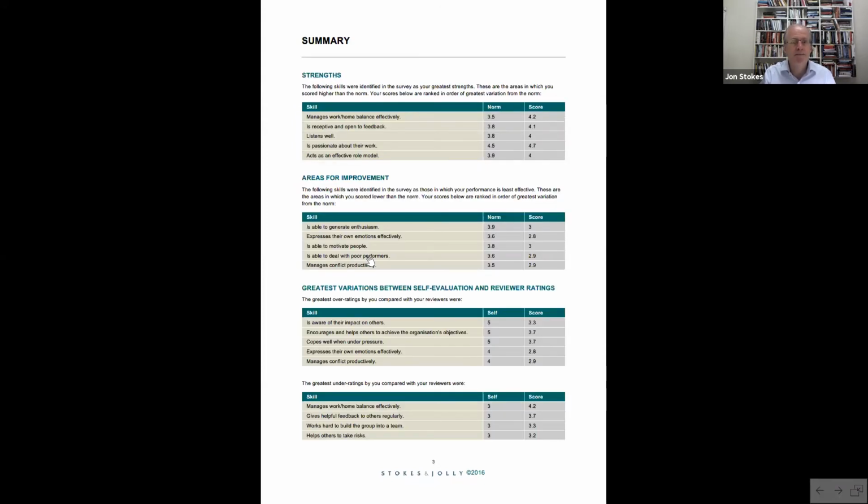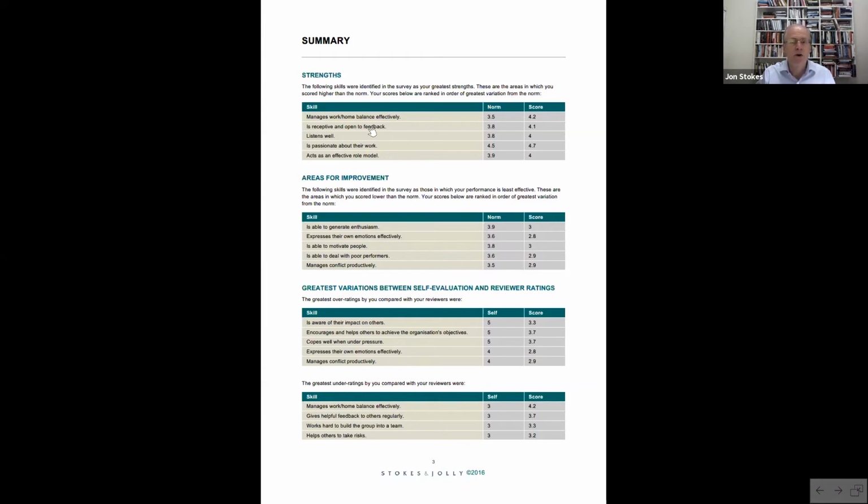This is a summary. So you can see here the sorts of items we've got. We've divided it here in this summary in terms of strengths, areas for improvement, greatest variations between your self-evaluation and the reviewers, and the greatest underratings by you compared with your reviewers in the final section there.